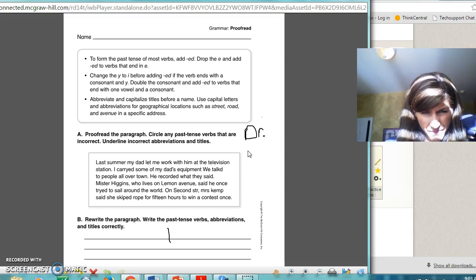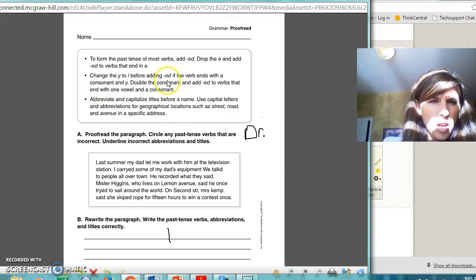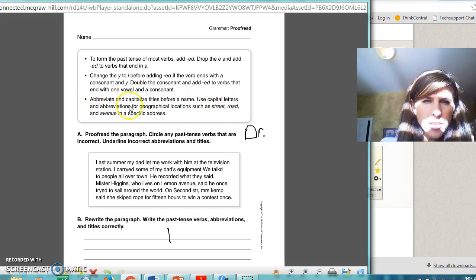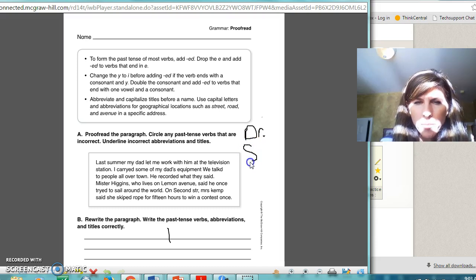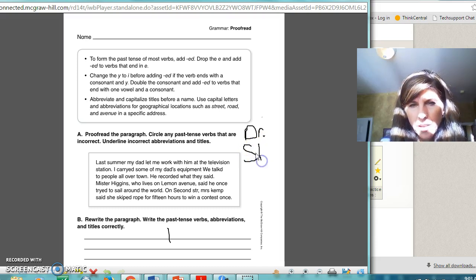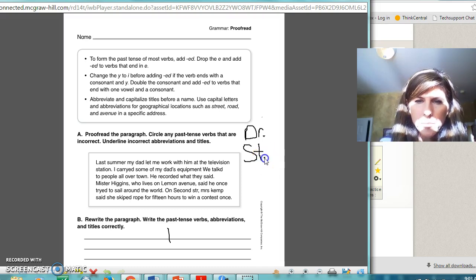And so let's see here. Use capital letters and abbreviations for geographical locations such as street. So instead of writing street all the way out, you would abbreviate. So remember, you can abbreviate when you're writing names of streets. S-T period, okay. Road, R-O-A-D here, would be capital R, D. So we always like shortcuts, so this is a shortcut that you can use. R-D period.